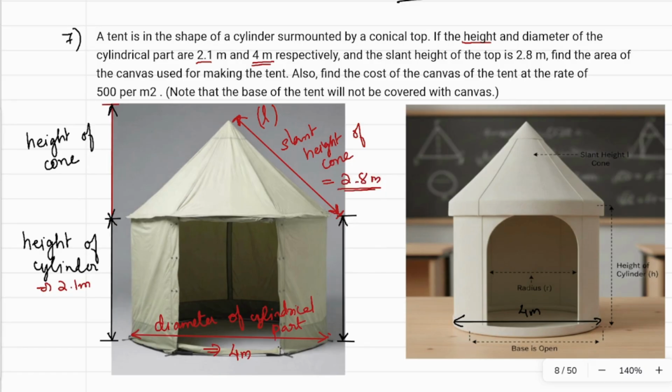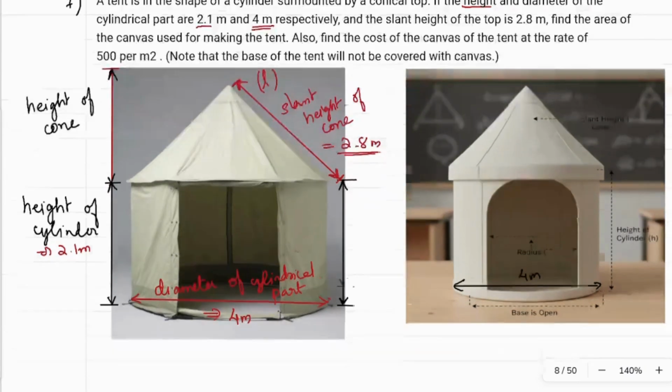And what they are asking us to do here, we have to find the area of the canvas. How much area we need to buy for making such a tent? That is what we have to find. And if the cost of the canvas per meter square is 500, therefore for the entire canvas which we are purchasing for making this tent, how many rupees will we have to spend on it? That is the question. So first we have to find the total area of this tent, right? Then only we can purchase the canvas.